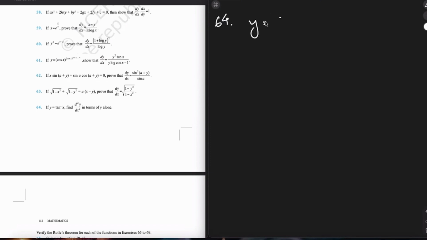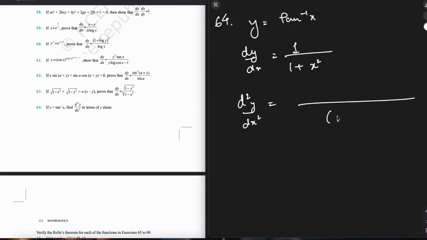y is equal to tan inverse x, dy by dx is equal to 1 upon 1 plus x square. All right. Now d2y by dx square is equal to minus 2x upon (1 plus x square) raised to the power of 2. Differentiation of 1 will be 0, differentiation of this will be this.